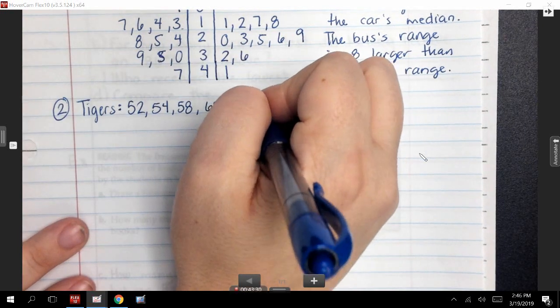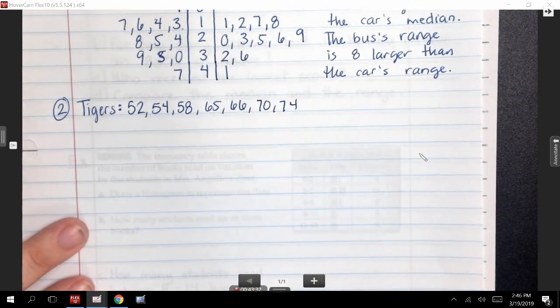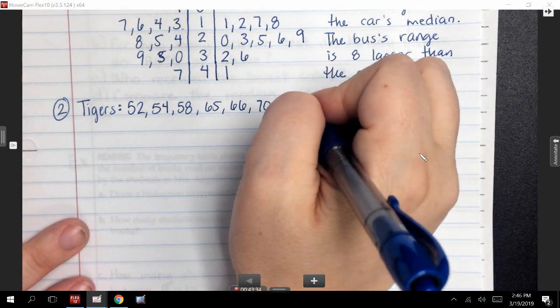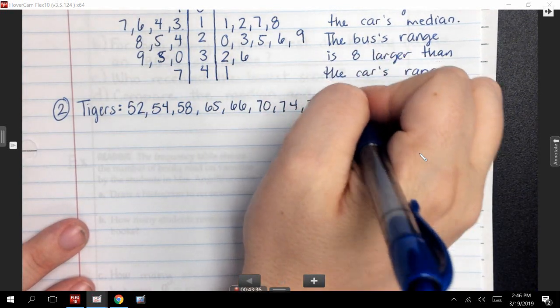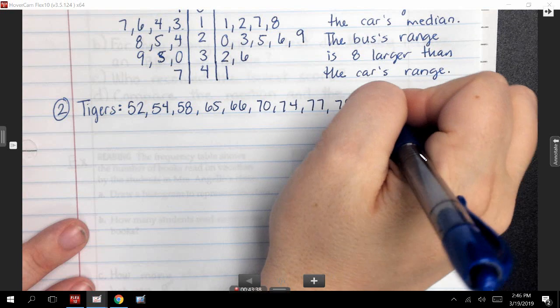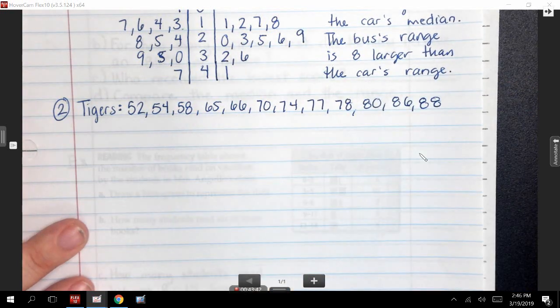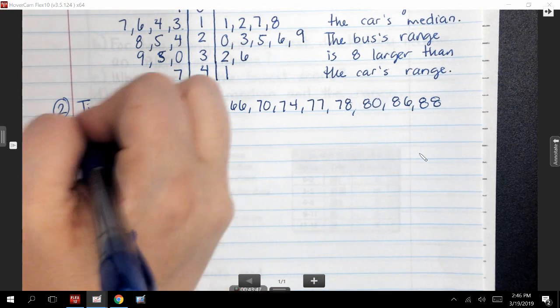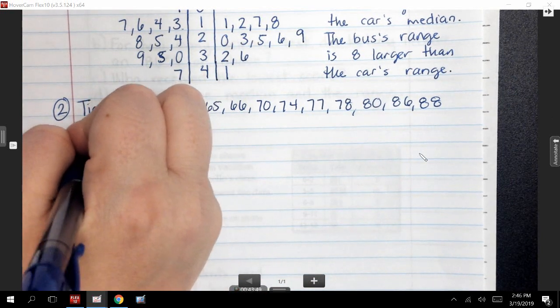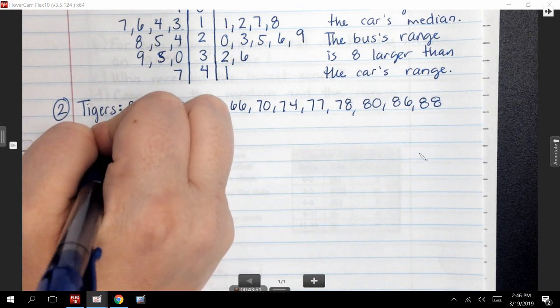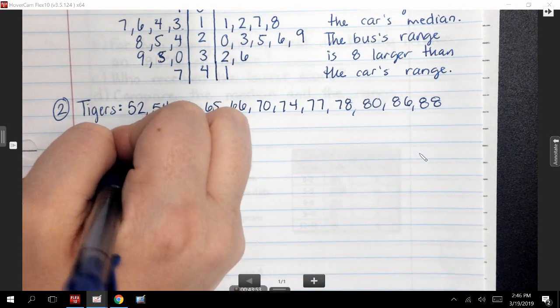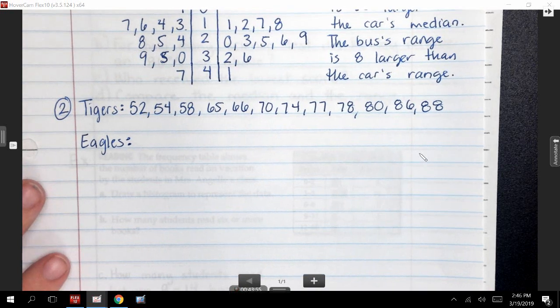65? Okay. 74. 77. 78. 80. 86. And 88. 77, 78, 80, 86, 88. All right, so I'm going to skip a line again just in case I need to do any work. And we're going to do the Eagles. The Eagles in order for me.